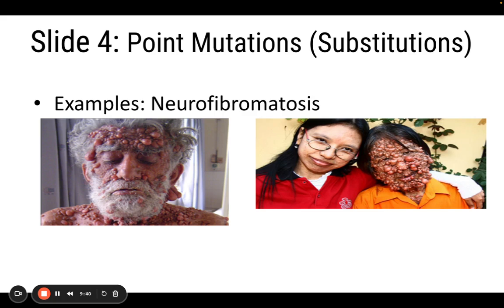Another example of a condition caused by a point mutation is neurofibromatosis. This is a benign condition, usually, but it may lead to other problems later in life depending on where these benign tumors form. So they are not all in the skin. Sometimes they form around vital organs, which can cause problems for the individuals who express this mutation.